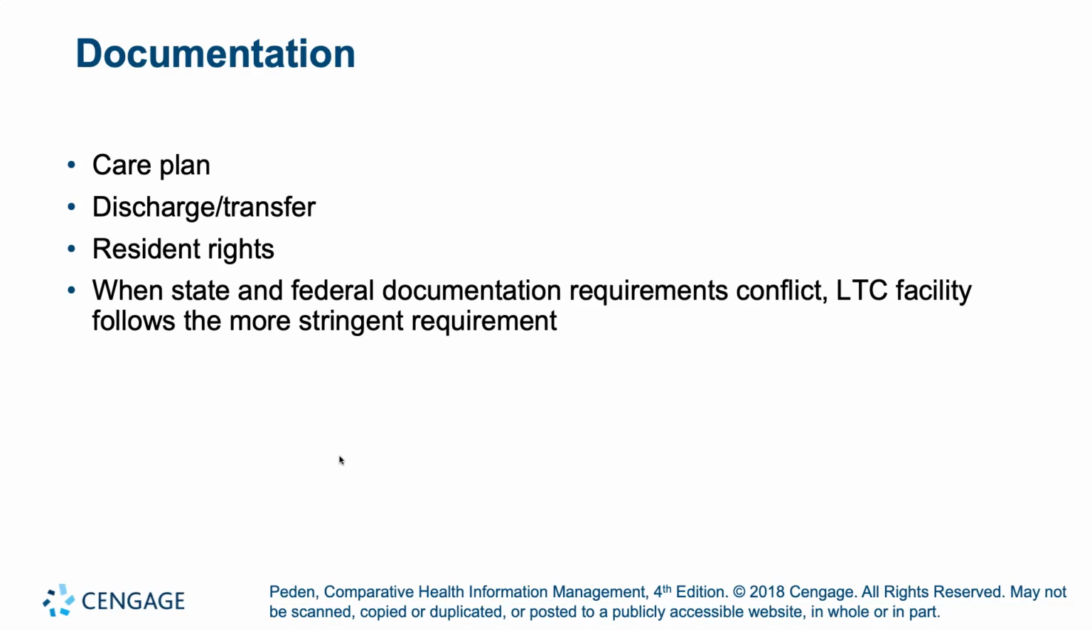So some other documentation you'll see in long-term care records are the care plan. I talked about that. Plan of care. You've got to have a plan of care, and it has to be personalized to the patient based on their needs and these triggers.